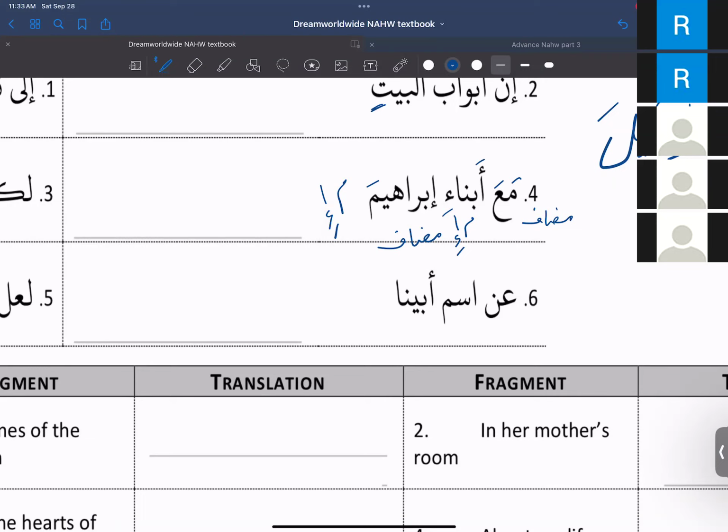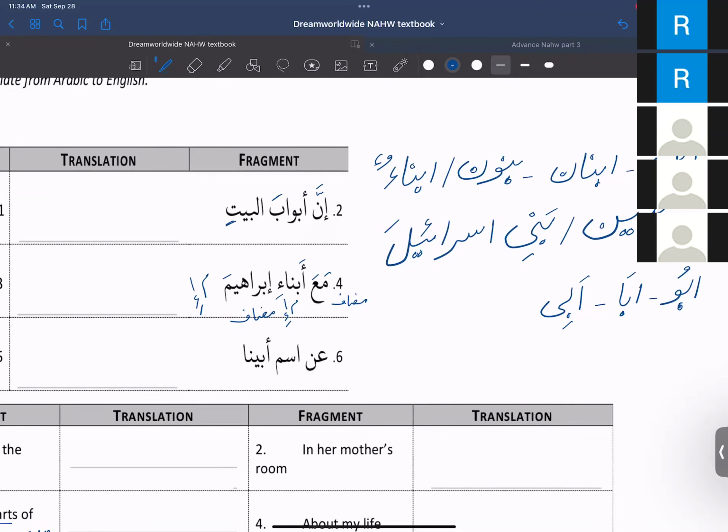Right? So, translation? With the sons of Ibrahim. So ibnun is the singular. Right? Ibnun, ibnani, ibnayni. And then banun or abna'u. So, banun and abna, right? That is, one is a regular plural, the other one is a broken plural, right?